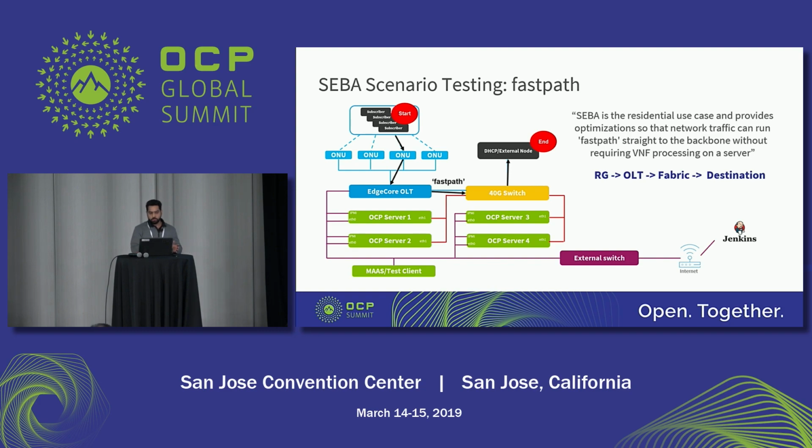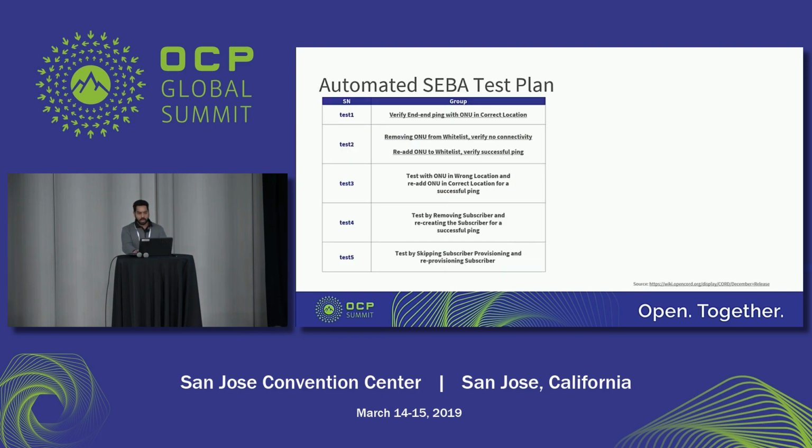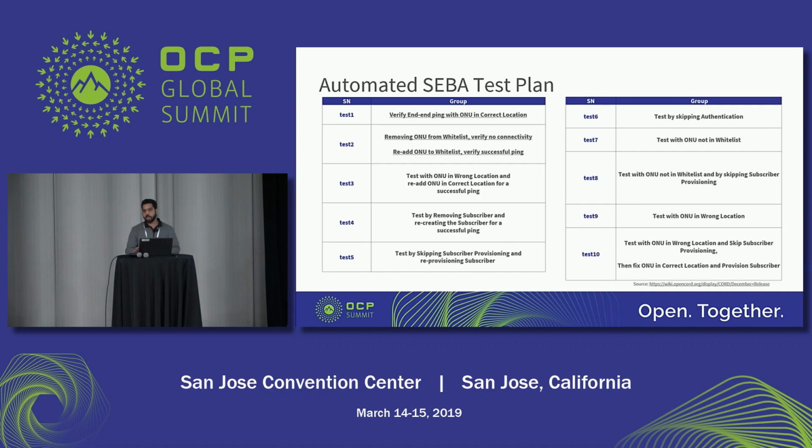So here we are validating fast path with multiple scenarios which any service provider will encounter. Those are all documented in documentations which are called the FCAPS. So here you can see the SEBA test plan, which is developed by ONF. It's a comprehensive test plan which consists of various test cases as per the FCAPS documentation from AT&T, describing the workflow of a SEBA pod.